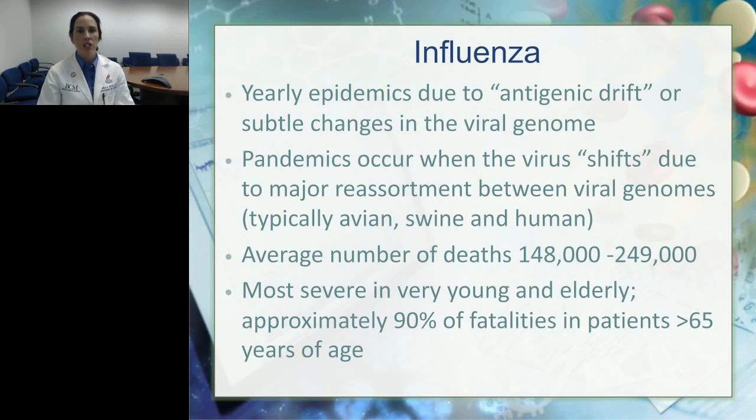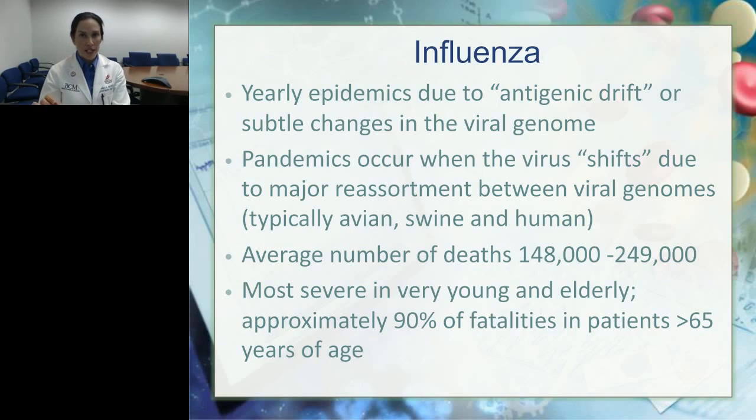Pandemics actually happen when the virus does what we call a shift. So the virus itself has a segmented genome, and when those segments reassort, so commonly we see swine, avian, and human, any kind of shuffling, that's typically when we see a pandemic. During a typical epidemic or outbreak of influenza during a typical season, we see anywhere from 150 to about 250 deaths yearly. So this is not trivial, even today.